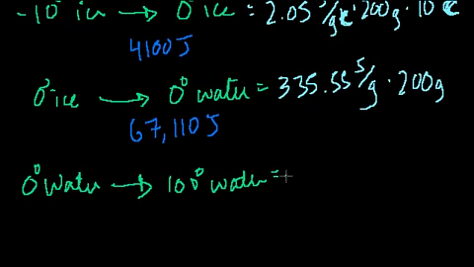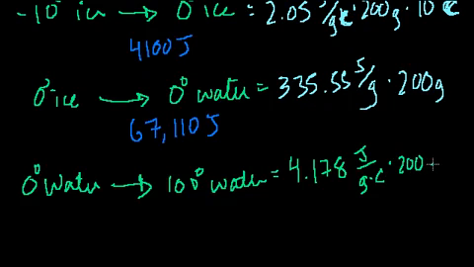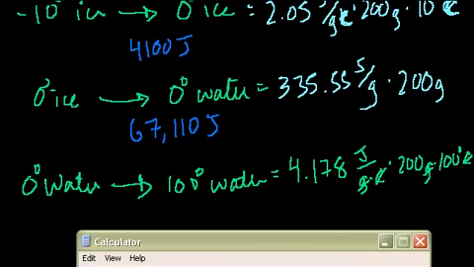For some reason I'm thinking it's 4.176, but it doesn't matter. Let's say it's 4.178. I might be off a little bit on that number, but that digit's not that significant. Joules per gram Celsius times 200 grams times 100 degrees Celsius. And notice the Celsius and the Celsius cancels out, the grams and the grams cancel out. So we are left with joules, which is what we want. We want to know how much heat or how much energy we're adding to the system.